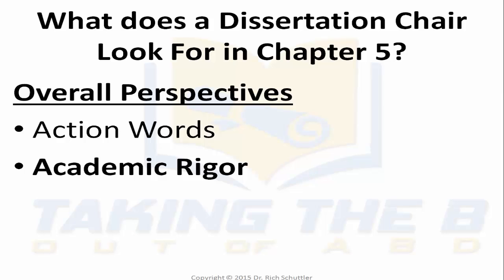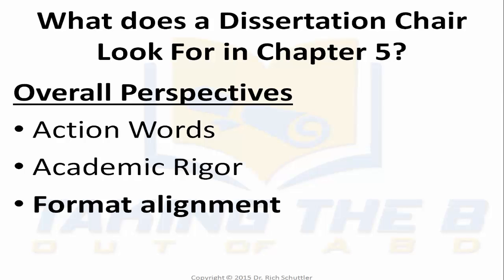The academic rigor. Make sure you use the right word choices. Make sure that all your work is aligned to the research context. Use the words that are related to the industry that you're in, but also to the academic level that you're writing at, the doctorate level. Format alignment. Make sure your format is done.